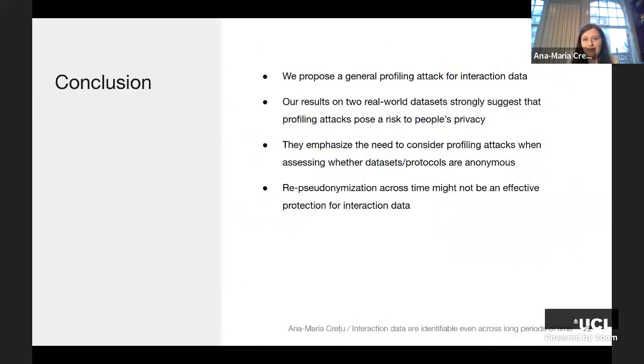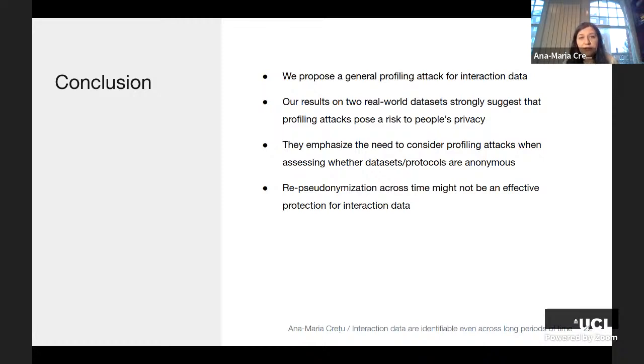Finally, now I reached the conclusion. In this work, we proposed a general profiling attack for interaction data, and we validated the approach on 2 real-world datasets, suggesting that profiling attacks can pose a risk to people's privacy. So we believe that they emphasize the need to consider these attacks when assessing whether a dataset is anonymous, for instance, when it would be released. And we hope that this work will inform practitioners.